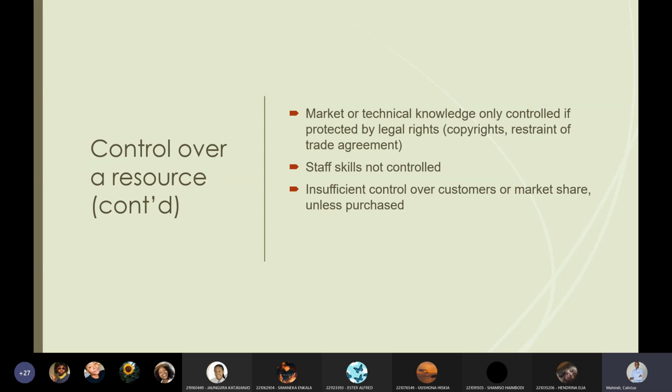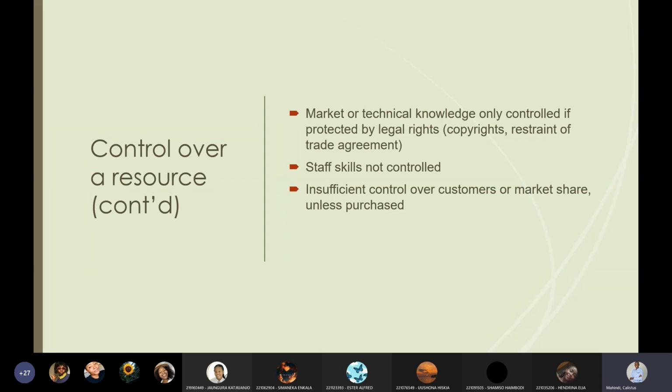Okay, so we are saying that an intangible asset such as restraint of trade is controlled. The aspect of control is there if it is protected by legal rights. So that restraint of trade document is going to be signed by you. It's going to be considered a legal document. So you have to go through lawyers, etc.